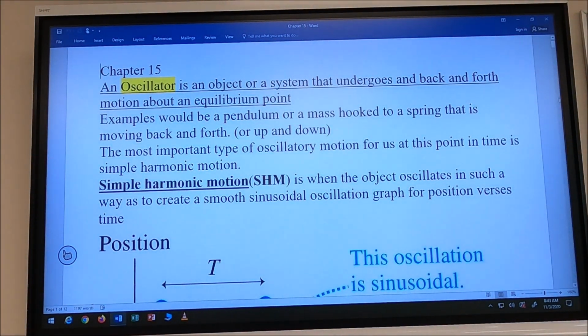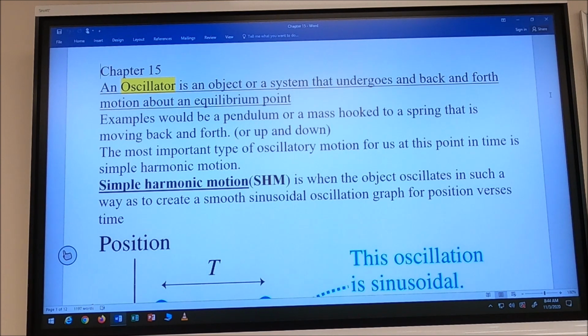Hello guys, last chapter for Physics 213, and this chapter is on oscillators and oscillations. An oscillator is an object or a system that undergoes a back and forth motion about an equilibrium point, okay? Pendulums are examples of oscillators. A mass hooked to a spring that's moving back and forth or up and down would be considered an oscillator.